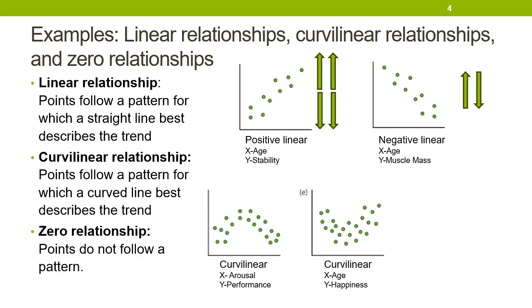Finally, we can have a zero relationship, in which the points don't seem to follow a pattern at all. I wouldn't know which way to draw a line if I was to draw a line through here. The variables seem to be independent or to have nothing to do with each other. An example might be the number of keys people own and the test scores they achieve. We would not expect any relationship between these two variables, and maybe that's represented in a really ambiguous distribution of points.